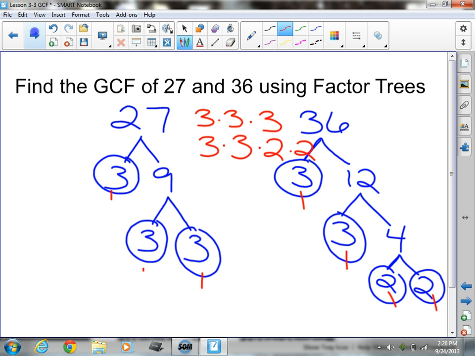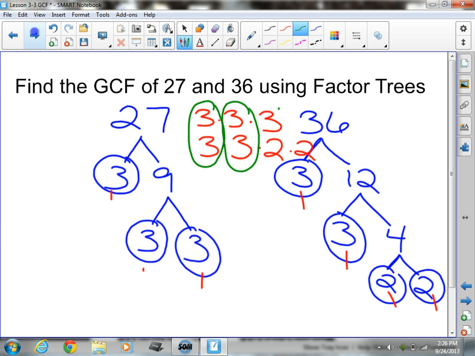Now, I need to find the ones that they have in common. I see that they both have a 3, and they both have another 3. That's all they have in common. This one has a 3 and this one has 2's. They don't have that alike.